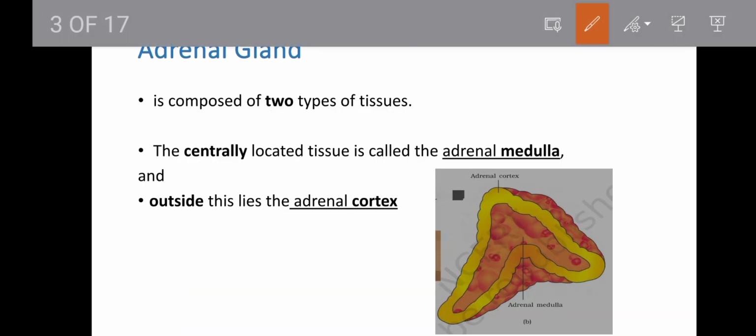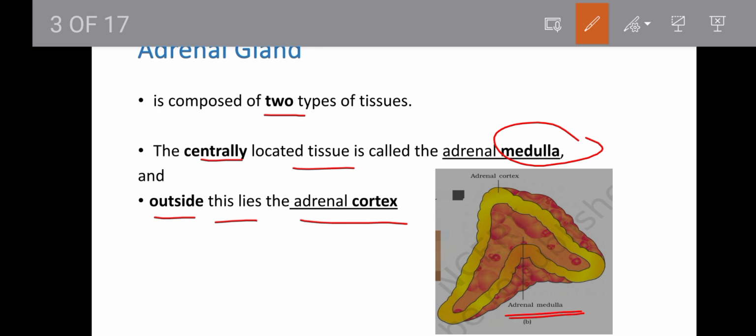Adrenal gland is composed of two types of tissues. The centrally located tissue is called adrenal medulla, and outside the medulla lies the adrenal cortex. You can see in this diagram there is adrenal medulla inside and adrenal cortex outside.